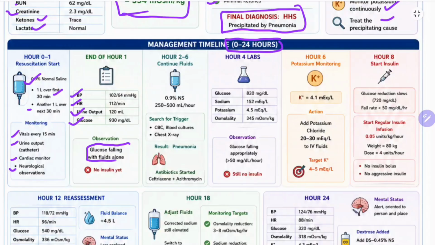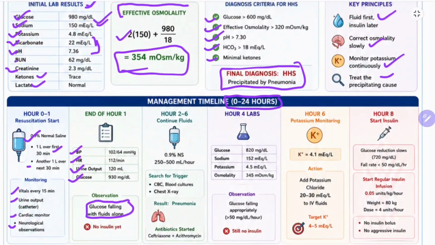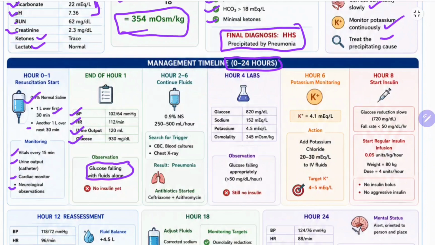Is glucose falling with fluids alone? How much was it initially? It was 980. Yes, glucose is falling. It started at 980 and has fallen to 930. That means 50 milligram has fallen. So glucose is falling with fluids, so no need of insulin still. Sorry, no need of insulin.